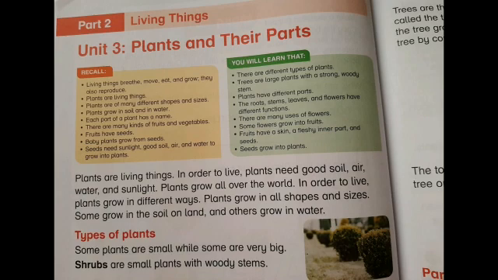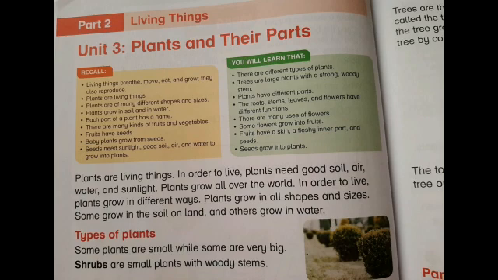Plants grow all over the world. In order to live, plants grow in different ways. Plants grow in all shapes and sizes. Some grow in the soil on land, and others grow in water. So, plants are living things because they breathe, grow, and reproduce. And plants need soil, air, water, and sunlight to grow and live.